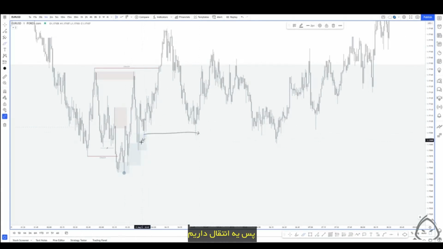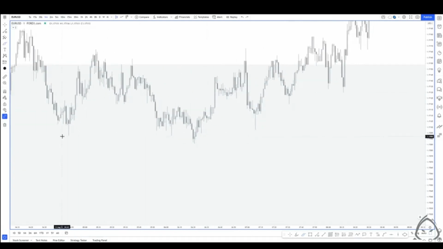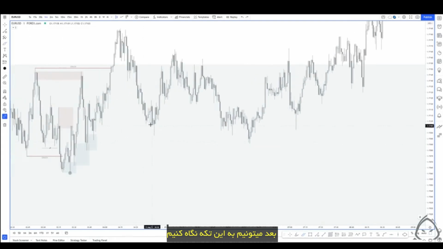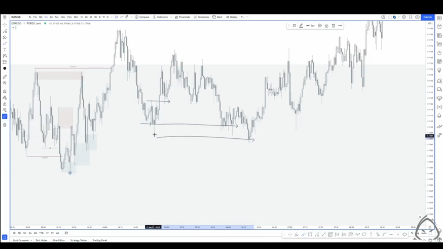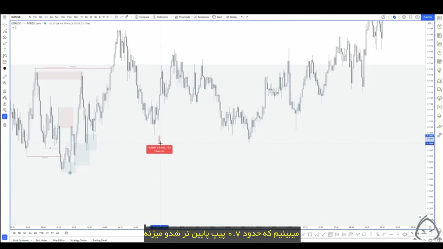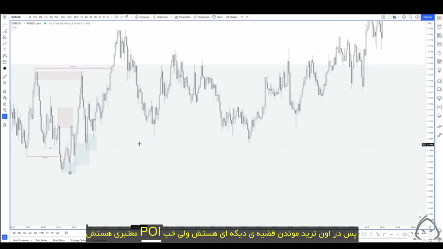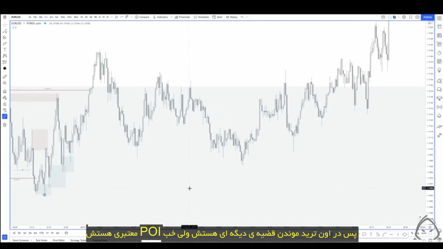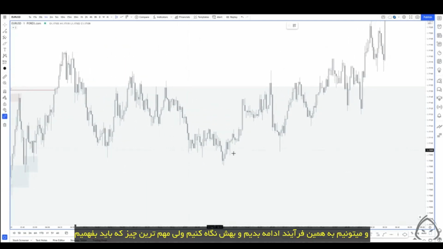We tap in, so we have a mitigation. We break structure. Do we take liquidity? No, we don't. But that's okay. Then we can look at this bit. We take liquidity. We break structure. We create a valid point of interest. Yes, we've mitigated something to the left. Can we use that as a valid point of interest? Yes, we can. We can see it does wick lower about 0.7 pips. So whether we stay in that trade is a whole different story. But again, valid point of interest. And we can just keep going and looking at this process.